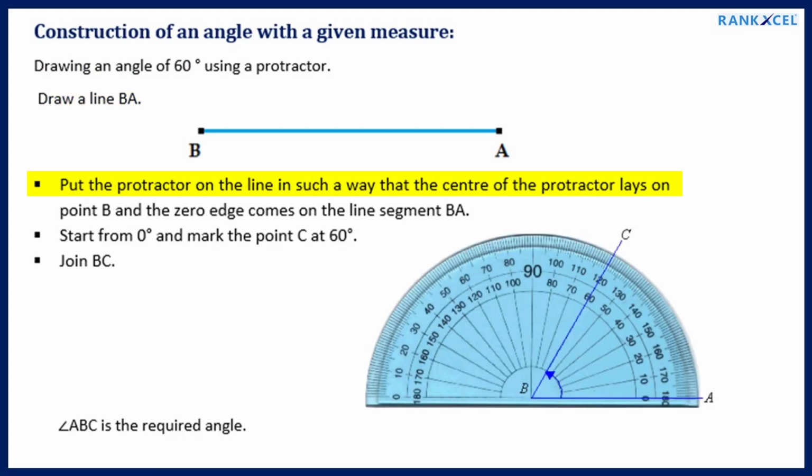Put the protractor on the line in such a way that the center of the protractor lies on point B and the zero edge comes on the line segment BA. Start from 0 degrees and mark the point C at 60 degrees. Join BC. Angle ABC is the required angle.